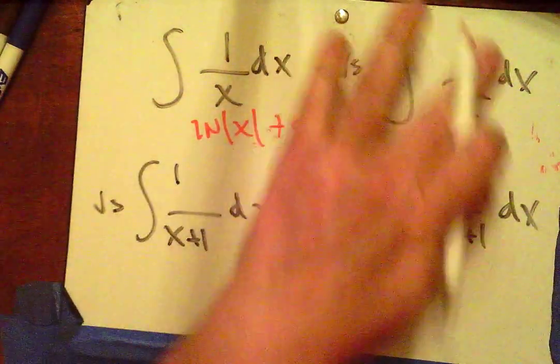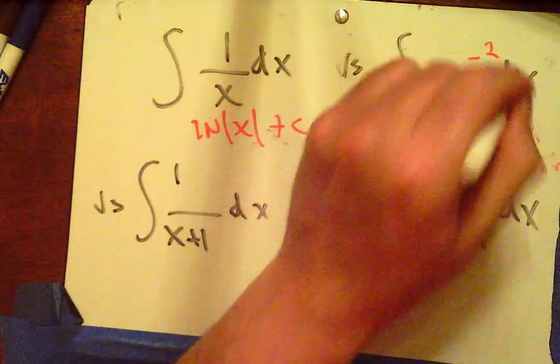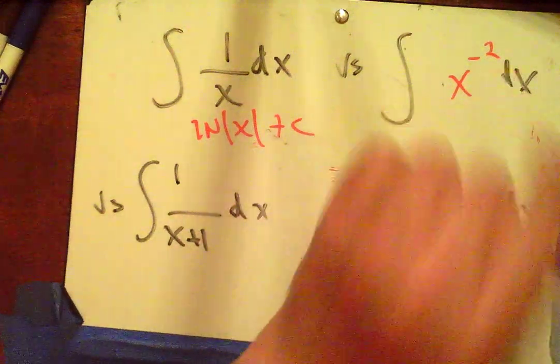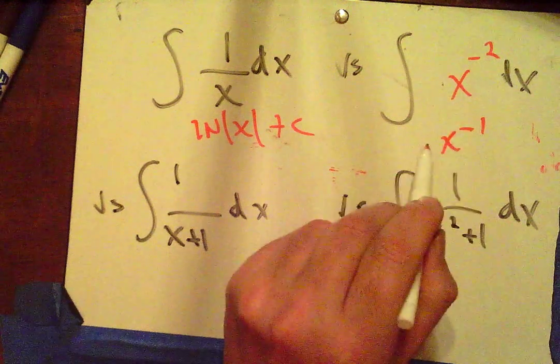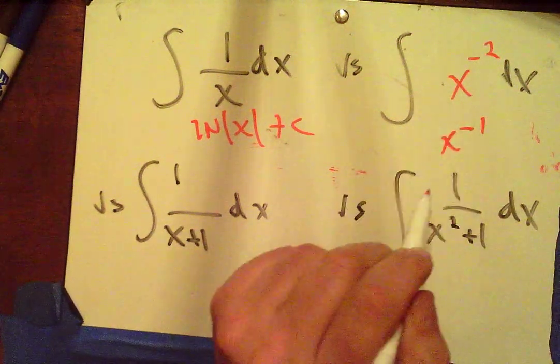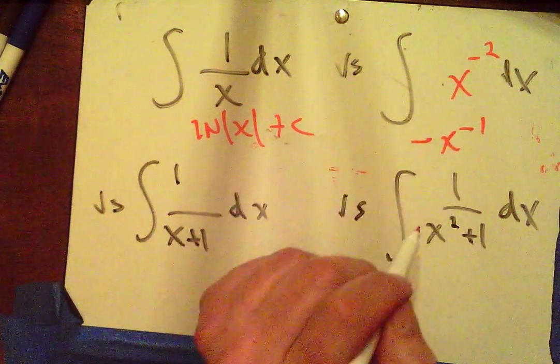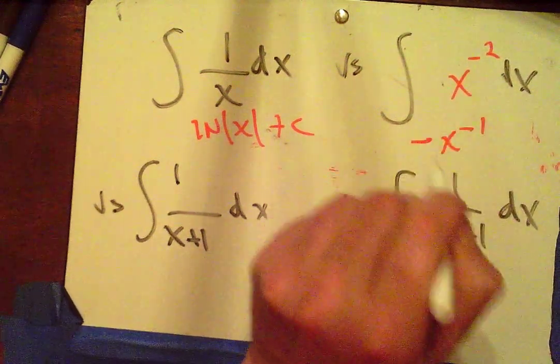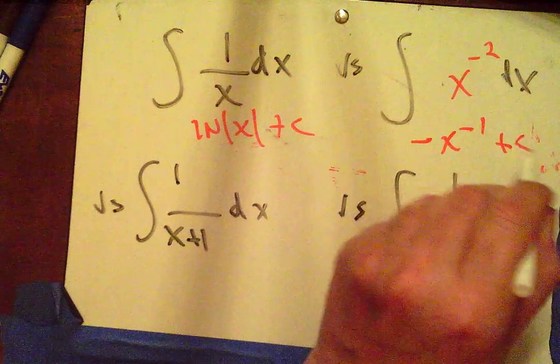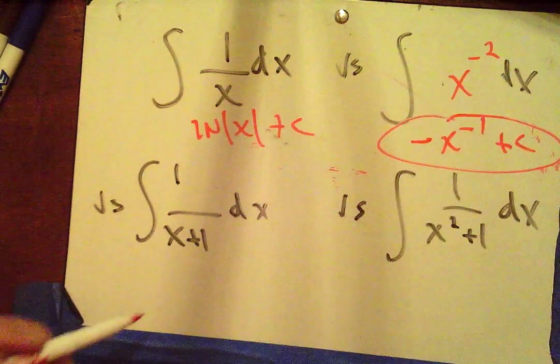This one, well, that's the same as x to the minus 2. So I'm going to add 1 to that power. Now, if I took the derivative of this, a negative would come down, and I don't see a negative there. So there must be something present in the original so that when I take its derivative, I end up with that. So there's that one.